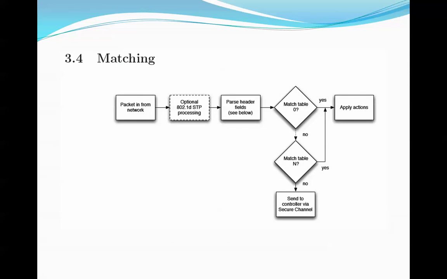So logically speaking, we get a packet in from the network. STP will be consulted, and then the header will be parsed for information. It then comes to the first table, in our case the only table, and searches for a match. If using the newer versions of OpenFlow, you can send it to the next table, shown here as match table N. So if there's a match, then we apply the actions. If no match, then it's sent to the controller for processing.